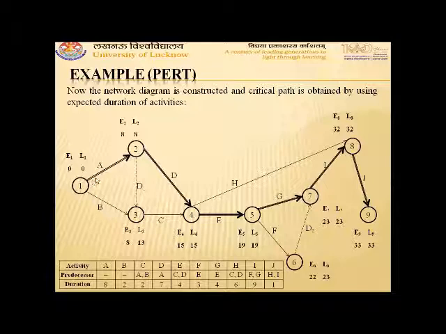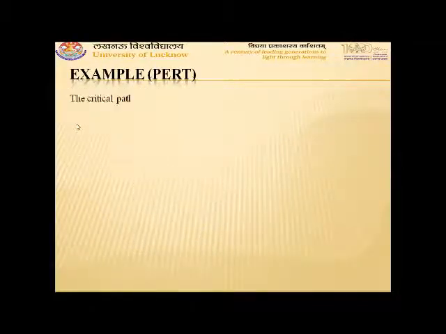So for the example we have considered, the critical path comes out to be A, D, E, G, I, J. That means activities A, D, E, G, I, J form the critical path. These are the 6 activities which are forming the critical path. So the critical path is this.